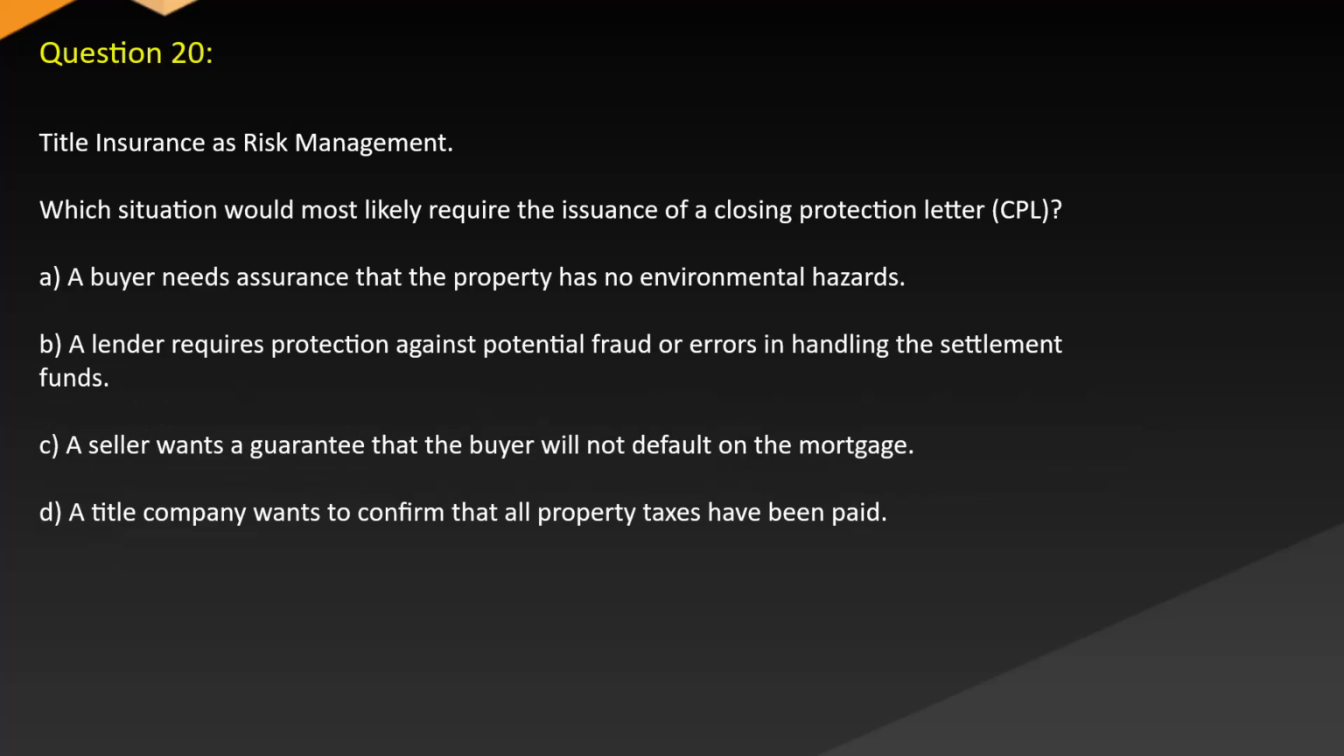Question 20. Title insurance as risk management. Which situation would most likely require the issuance of a closing protection letter, CPL? A. A buyer needs assurance that the property has no environmental hazards. B. A lender requires protection against potential fraud or errors in handling the settlement funds. C. A seller wants a guarantee that the buyer will not default on the mortgage. D. A title company wants to confirm that all property taxes have been paid.